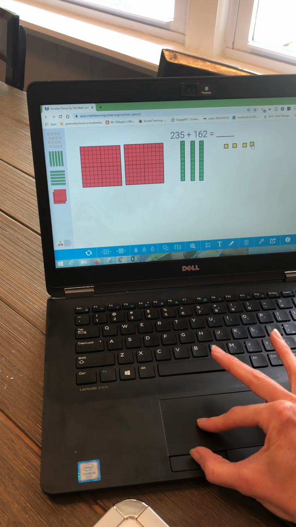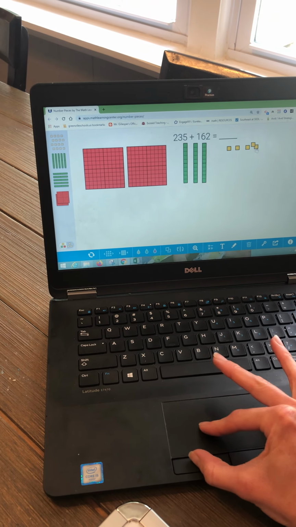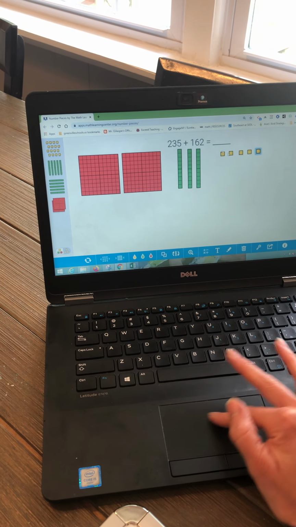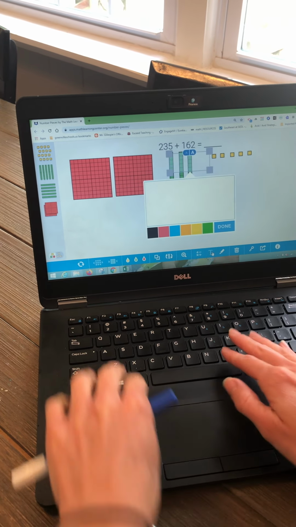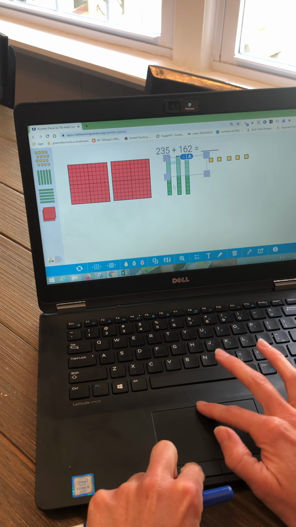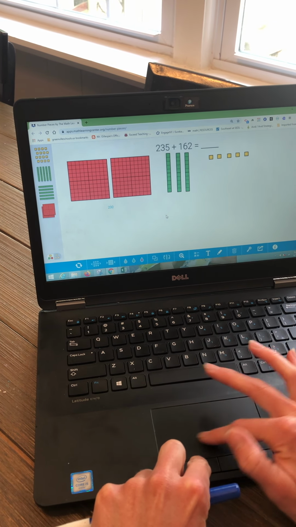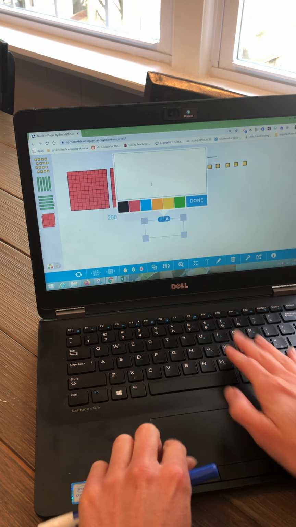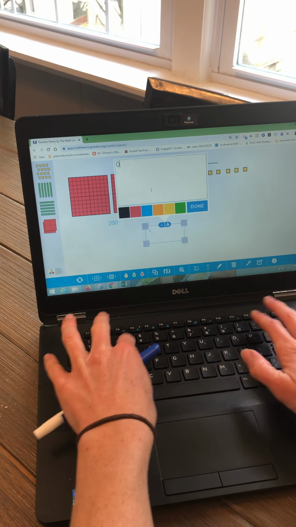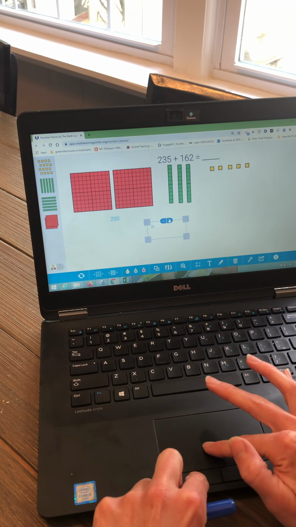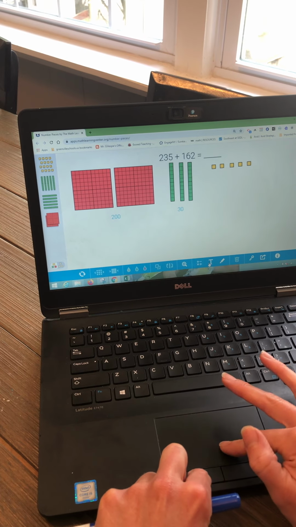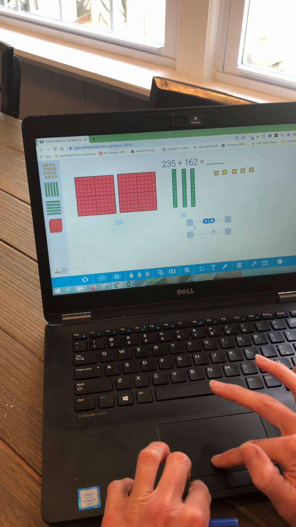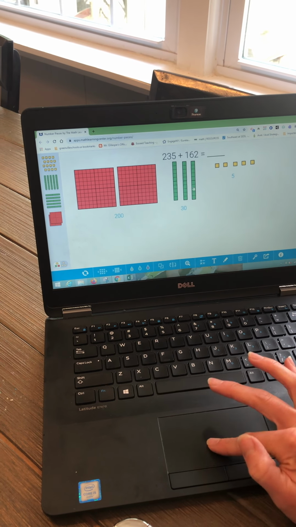So I have represented each part of my add-in. I've represented 200, 30, and 5. And I can even put those values underneath it if that is something that would help me. Those equal 200. Our flats, we have rods that equal 30. And we have the single units that equal 5. So our expanded form is 235.